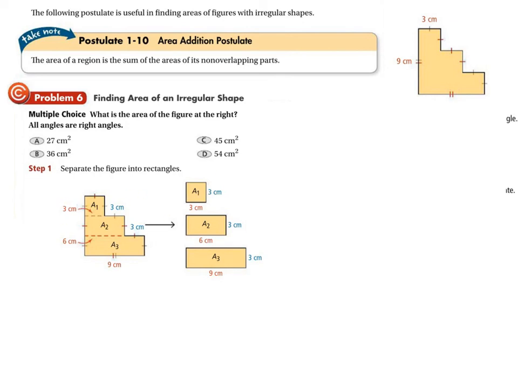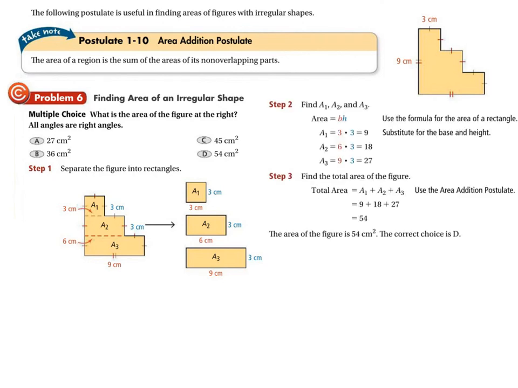Okay? And what do we do from there? Well, from there we just find the area of each portion. And the area of this one is 9, the area of this one is 18, and the area of this one is 27. So when we sum them all together, we get 54. And remember, if it is centimeters times centimeters, it is centimeters squared, right? Something times itself is that thing squared. So 54 centimeters squared, and the correct choice here then is D.